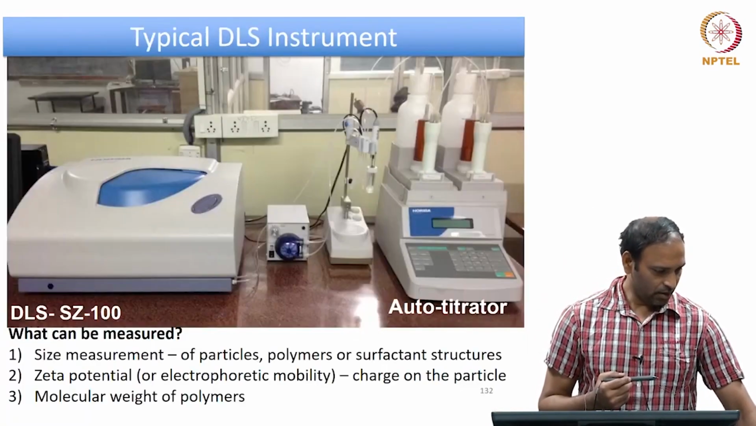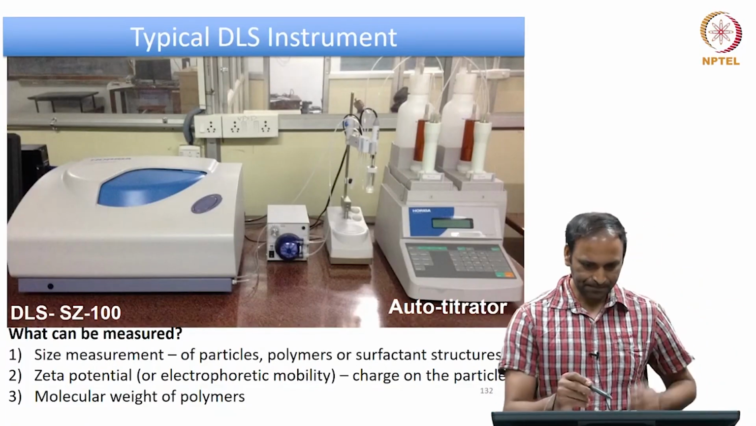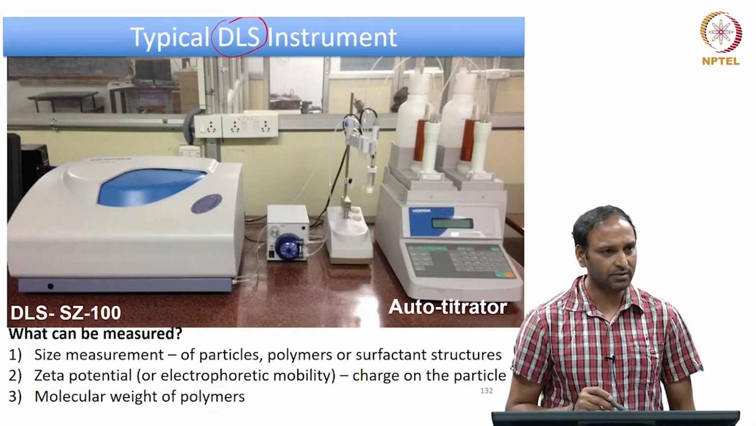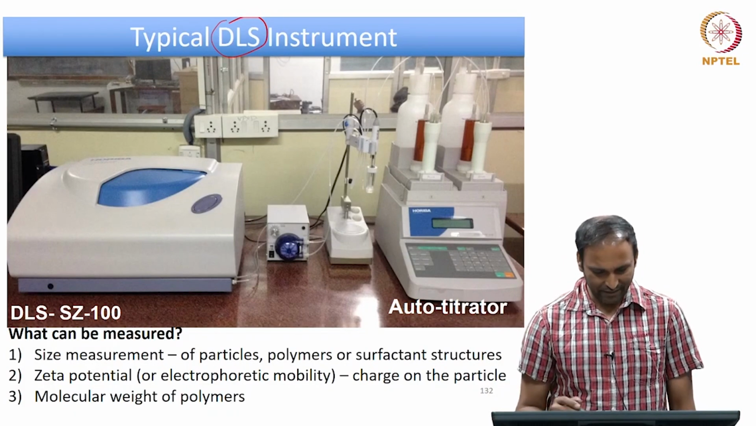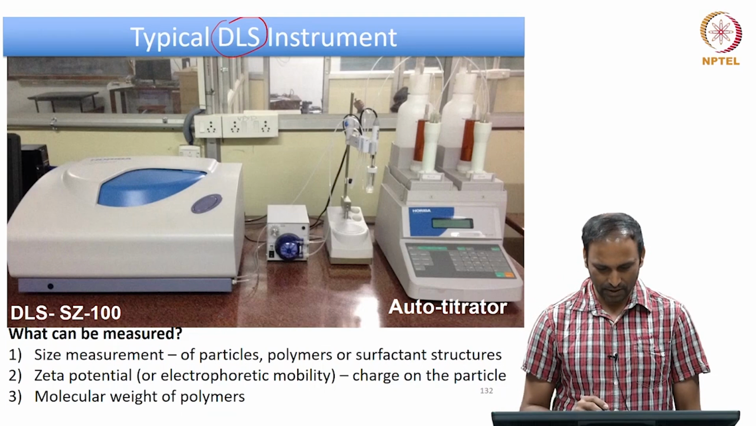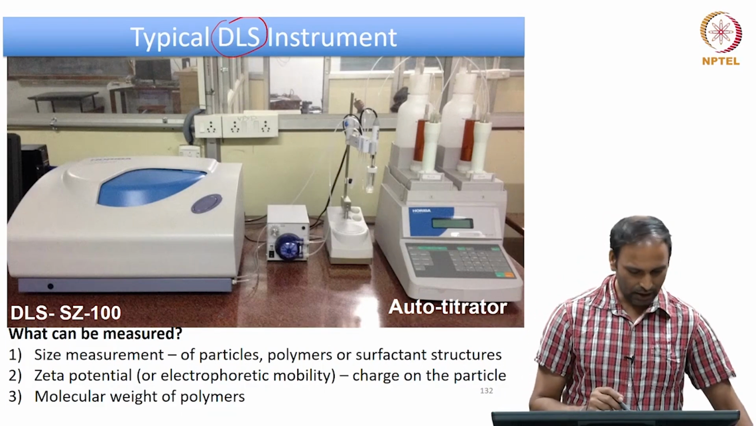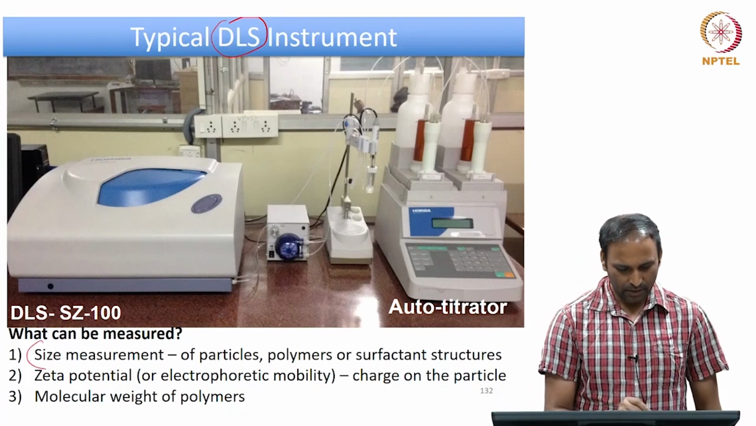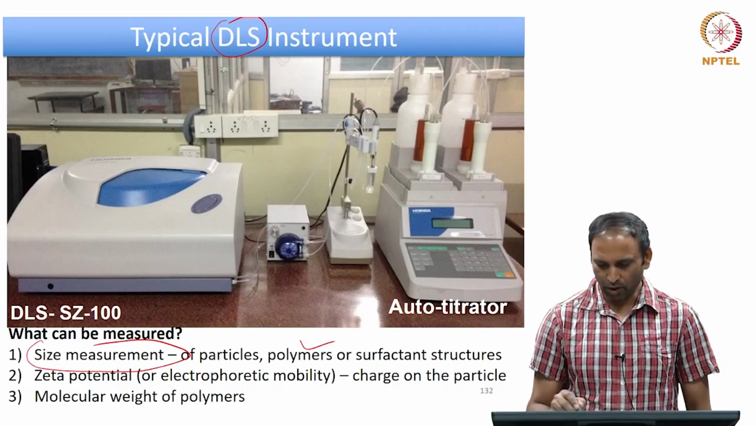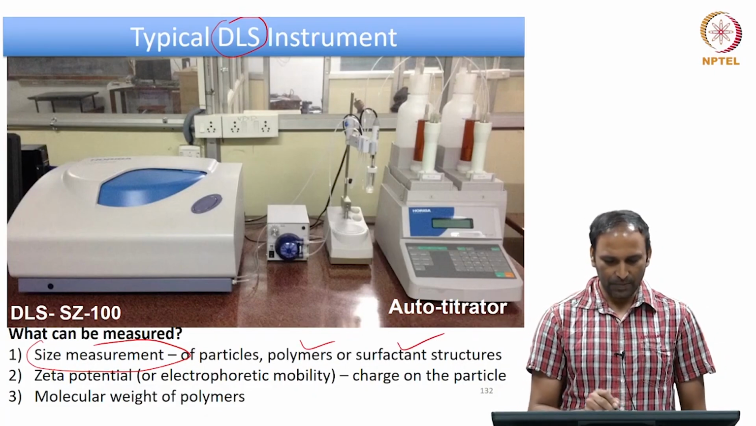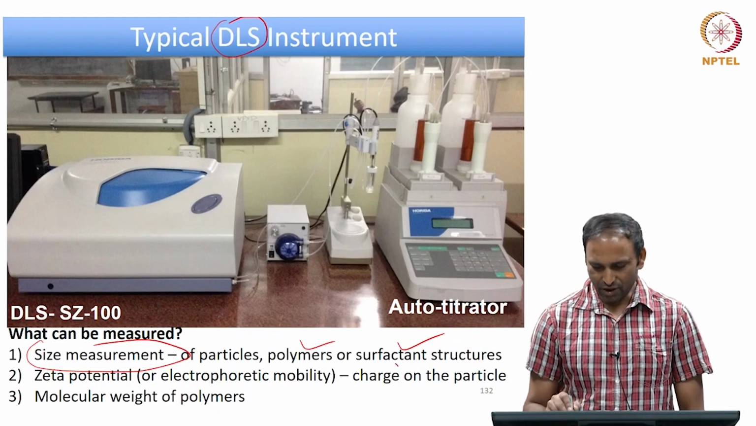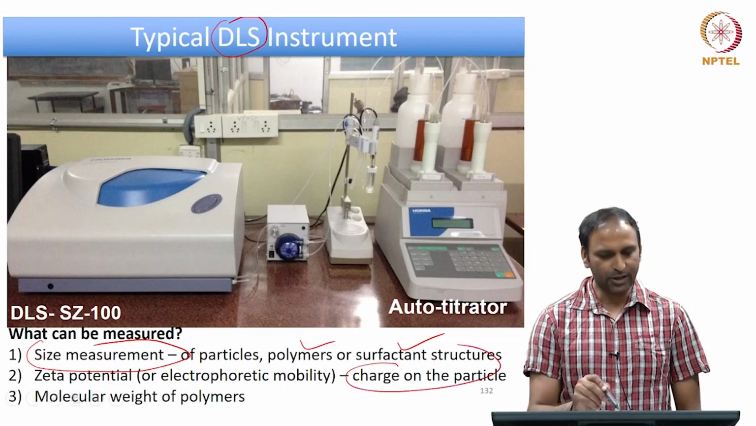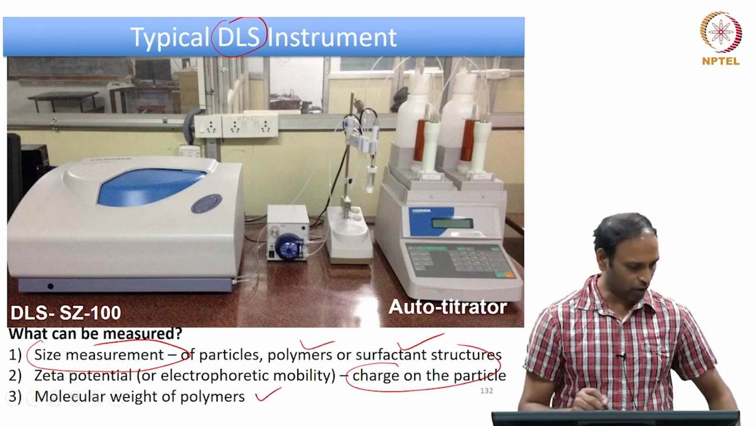Now we'll move on to DLS. This is an example of a commercially available instrument. I had mentioned you can use it for measuring the size of particles, polymers, surfactant structures. People also use this for measuring charge on the particle. It also gives you a way of measuring molecular weight as well.